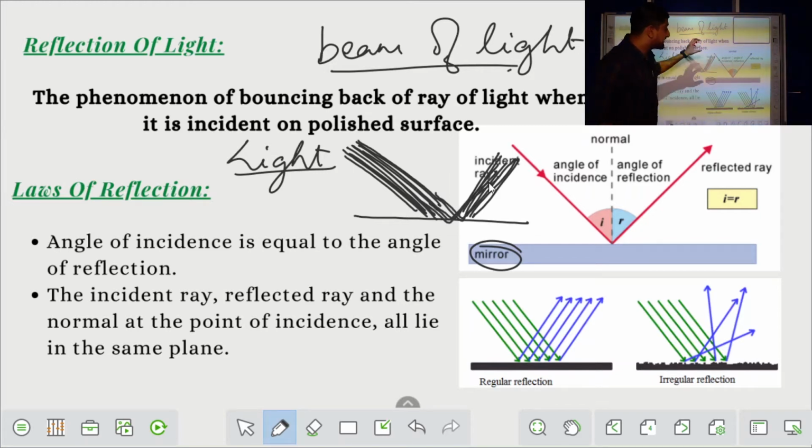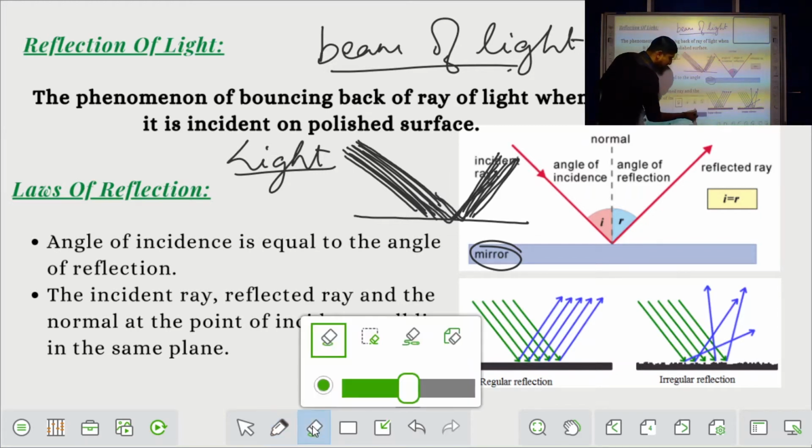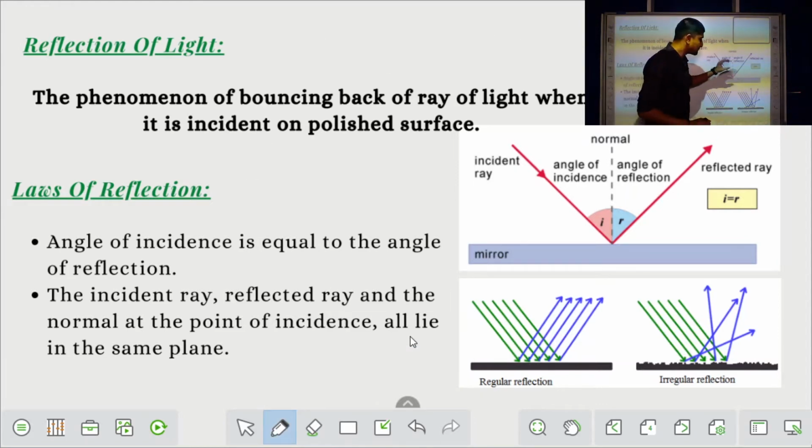The light which is falling on an opaque surface, we call it the incident ray.